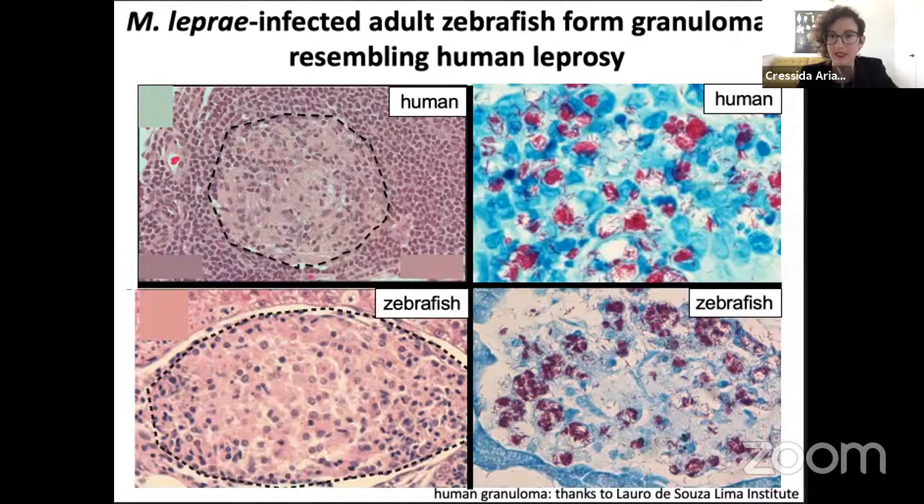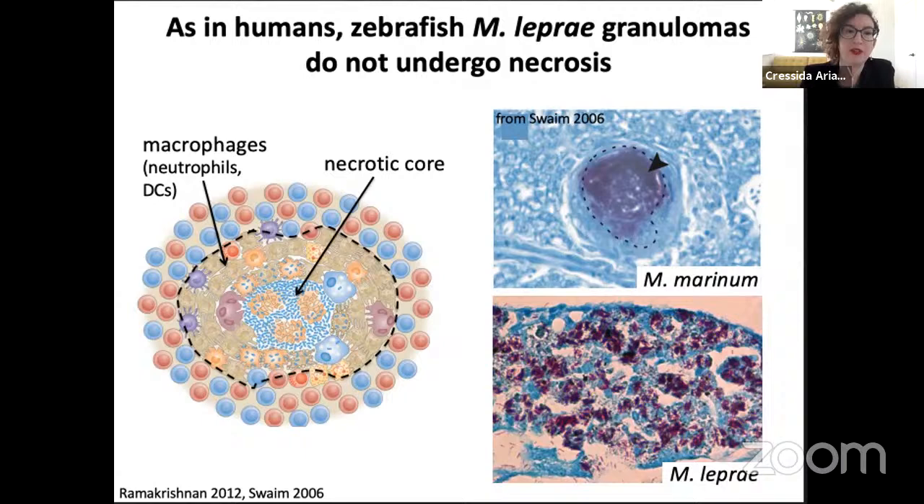Something we did not see in the zebrafish that is also relevant for leprosy is necrosis. So remember that granulomas caused by any mycobacterial infection, or at least specifically those by TB, form these infected macrophages around a necrotic core. So what happens in TB granulomas is that the center of the granuloma undergoes necrosis and the bacteria begin to replicate extracellularly inside the caseum of this necrotic granuloma. And that's fairly diagnostic for tuberculosis, but it does not happen in human leprosy.